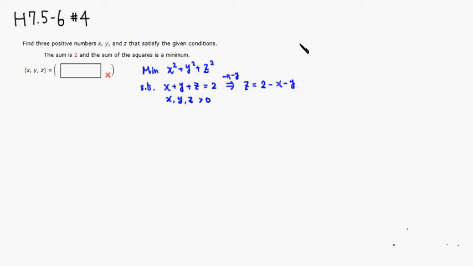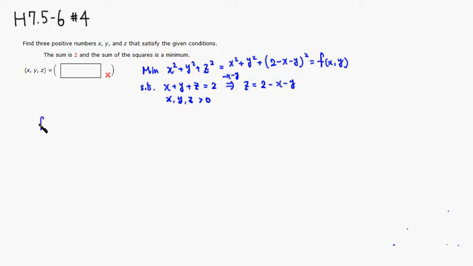So we plug this in. We want to minimize this, which is the same thing as x squared plus y squared, and z I'm going to rewrite as (2 minus x minus y) squared. So this is the function we want to minimize. I'm going to call it f of x, y. So let's find a critical point.